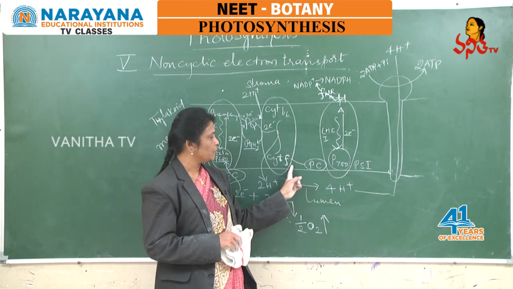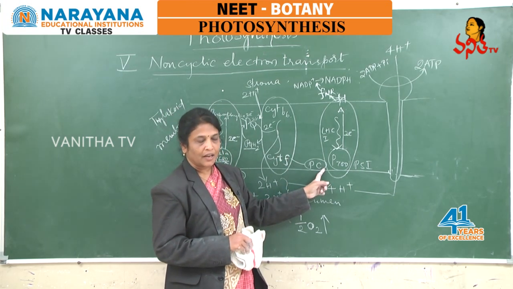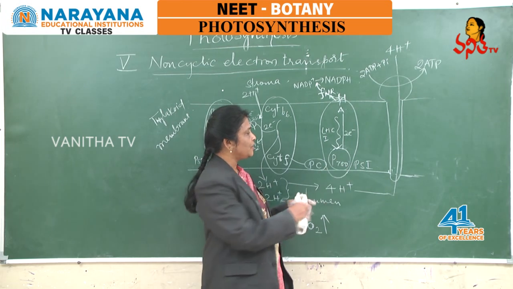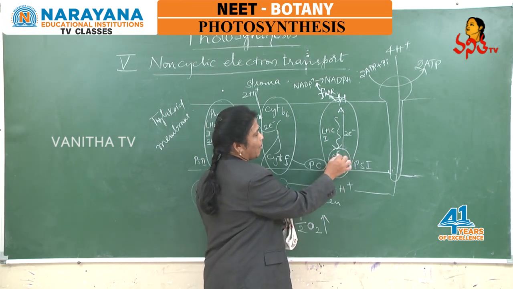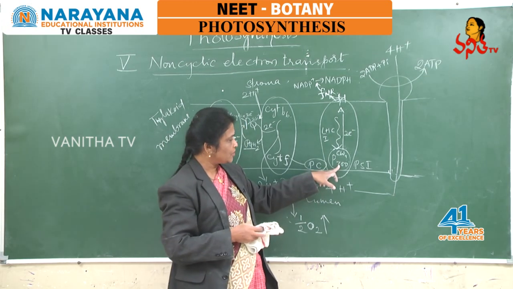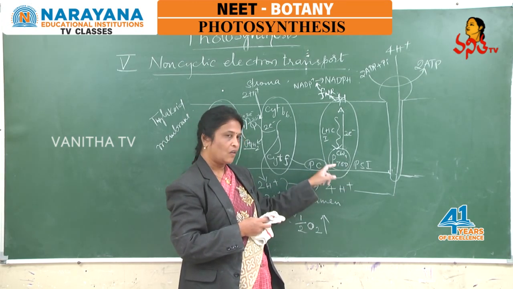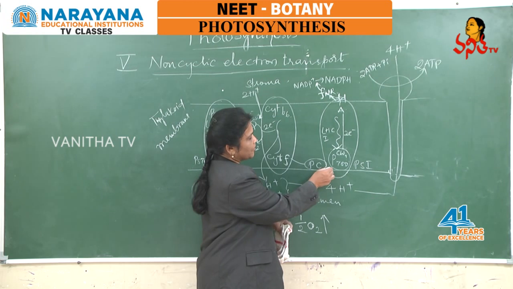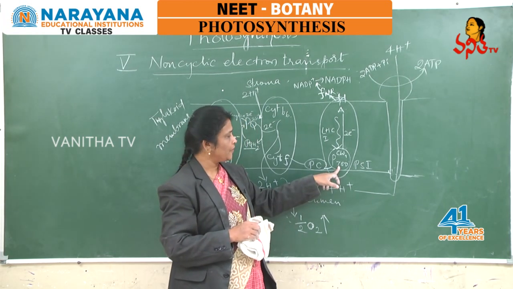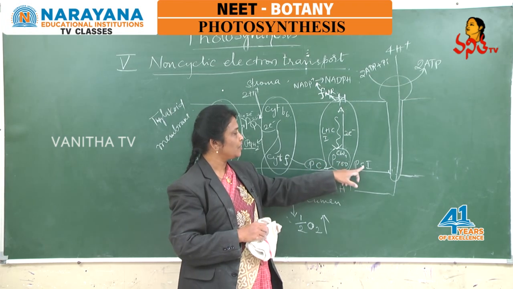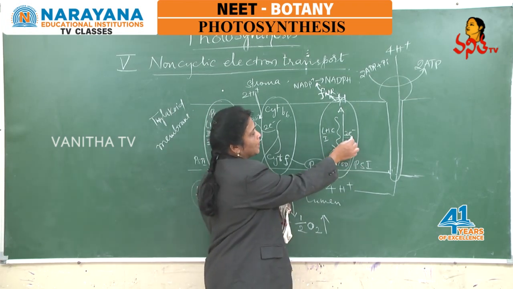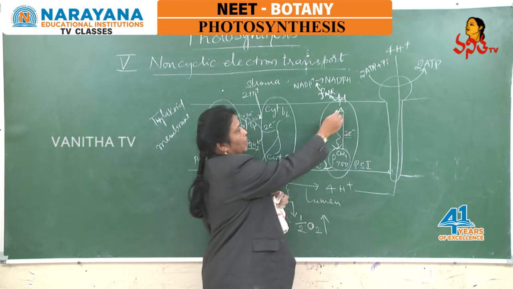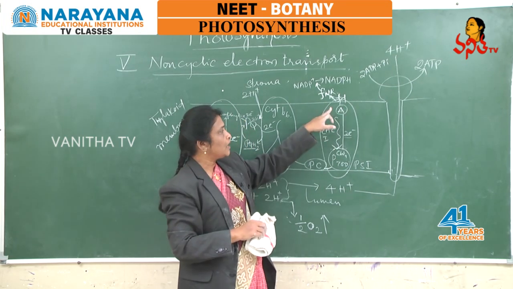The electrons from the cytochrome complex are received by plastocyanin, a copper containing mobile electron carrier nearer to PS1, and already the reaction center pigment, that is chlorophyll A of P700 type, which is the reaction center pigment of PS1, is already excited and ready to receive the electrons. So, the electrons from plastocyanin are received by chlorophyll A P700 in the reaction center of PS1.